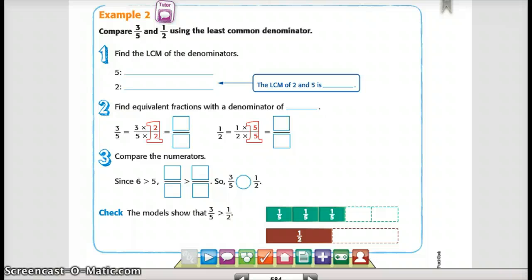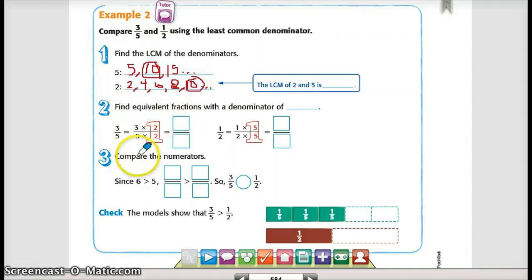Okay, so in this example, it gives 3/5 and 1/2. And we have to figure out which fraction is larger. So first we can find the least common multiple of the denominators. You could list some of the multiples like we've already learned to do. When I listed out the multiples, they would go on for a while, but I stopped here because the least common multiple that they have is 10. So that could be our common denominator, our least common denominator in this case.